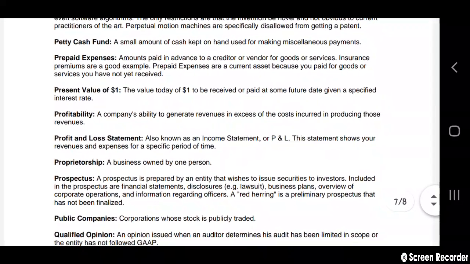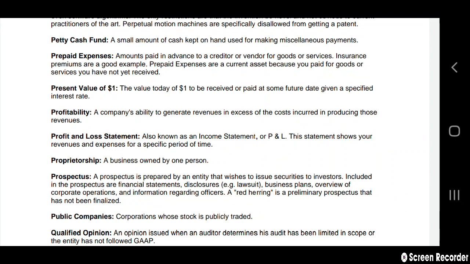Next, petty cash fund. A small amount of cash kept on hand used for making miscellaneous payments is the petty cash fund. Next, prepaid expenses, amounts paid in advance to a creditor or vendor for goods or services. Insurance premiums are a good example. Prepaid expenses are a current asset because you have paid for goods or services you have not yet received.